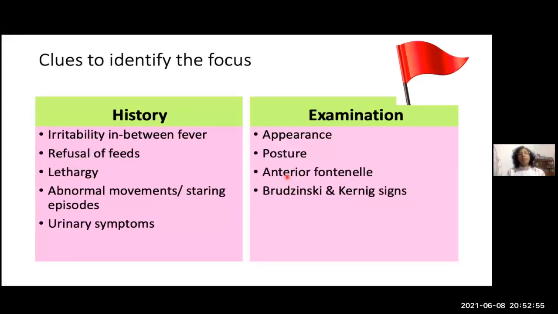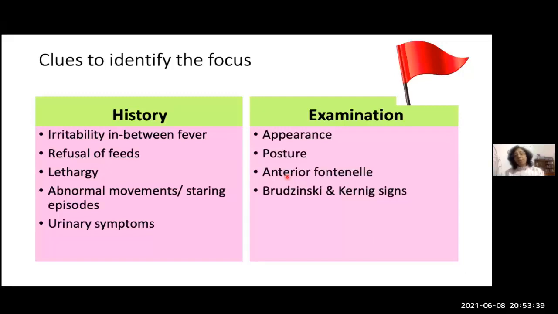So what are the important things in the history that you need to focus on to get a clue whether this is a CNS infection? As I said, irritability in between fever, refusal of feeds, and lethargy, again in between fever spikes. Also some parents, if you ask, may say they have noticed some abnormal movements. Subtle seizures can occur in children which are not very evident, like lip smacking, abnormal blinking of the eyes, right? Swallowing movements, and also staring episodes. Unless you inquire from the parents or the caregivers, they may not come out with these things.